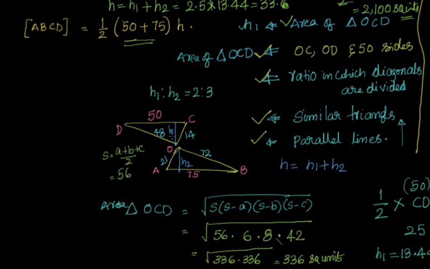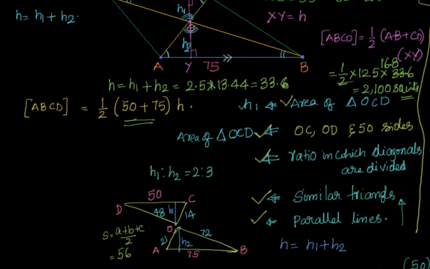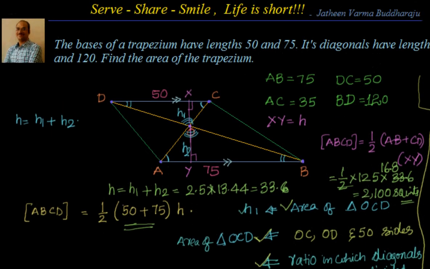Equating it to half into base into height, we found H1. In similar triangles, not only the sides but the altitudes, medians, everything is in the ratio 2:3. So we know that H1 to H2 is 2:3. Therefore, I found what H is. Once I know H, I directly substituted area of ABCD equal to half into 125 into H, that's 33.6. So you get 2100 square units.